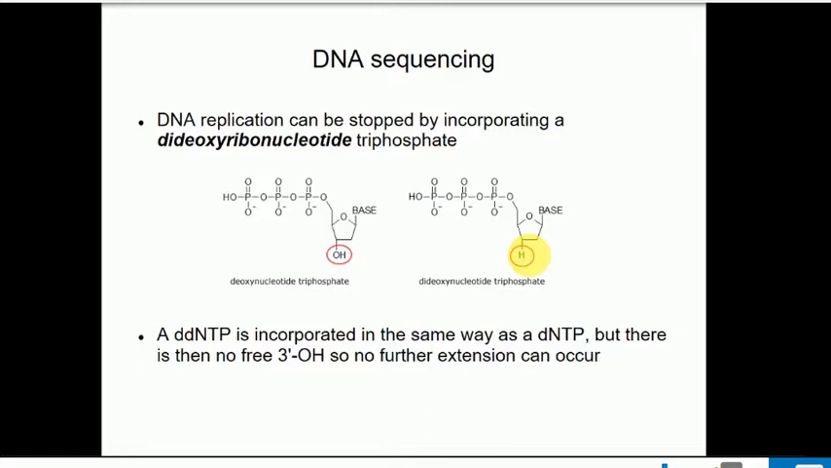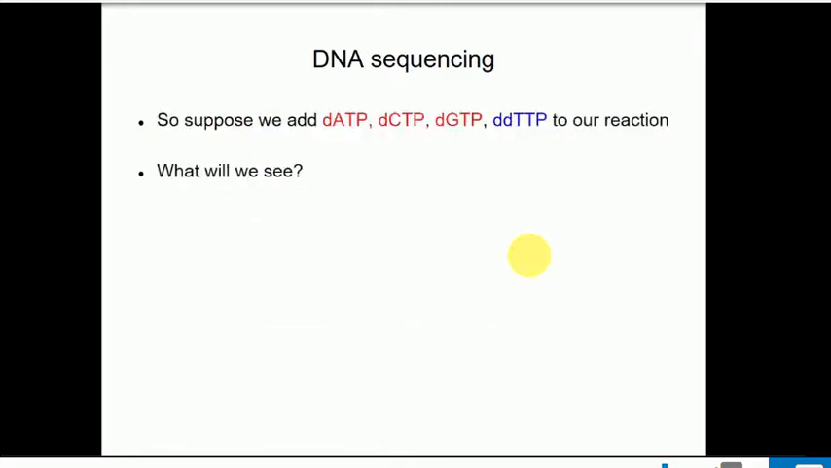So let's suppose that we change our reaction by just one thing. We take out the deoxy-TTP and we put in instead this thing with the missing 3' hydroxide, which is called a dideoxyribonucleotide. So now we've got deoxy-ATP, CTP and GTP, and we've got dideoxy-TTP. What will we see now?